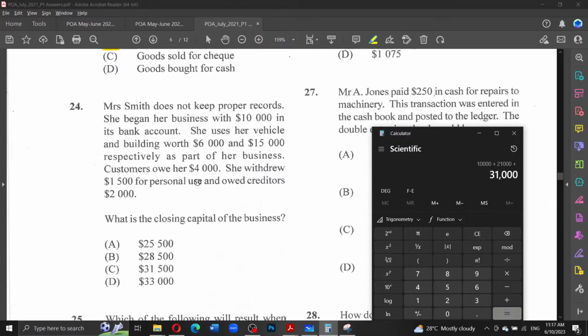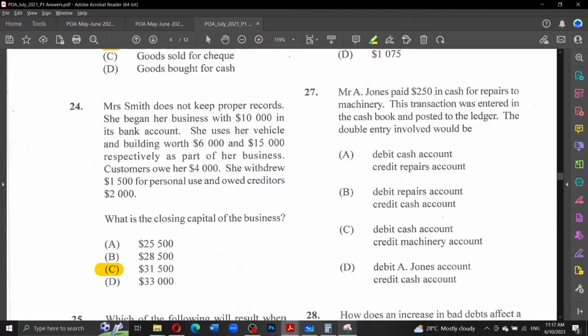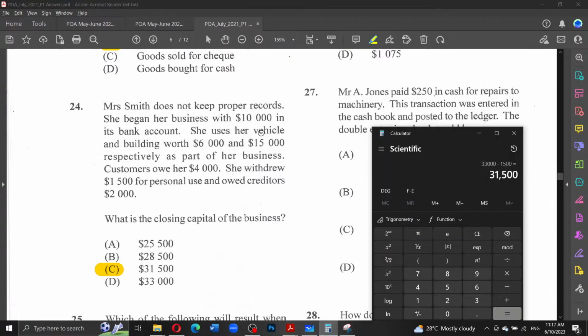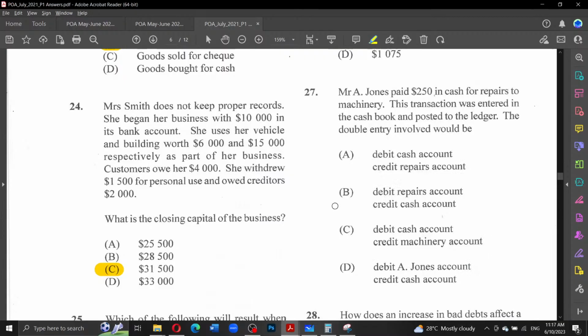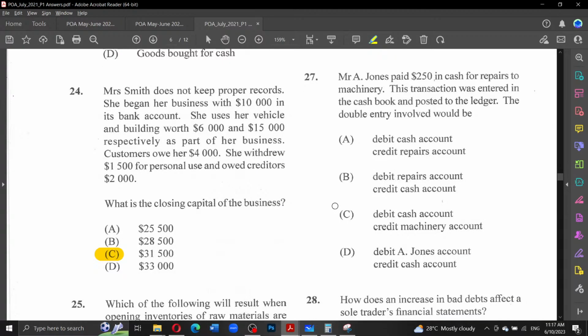And then we have an asset owing, as in the customer owing 4,000. So the total asset value is $35,000. To find the closing capital, we have liabilities. You minus the liability of 2,000, and you also minus the drawing of 1,500, and you have 31,500. Or you can basically use logic and add what is coming in the business and minus what has to go out. That is what I started with initially. Anyway, in this case you can use the accounting equation and you will find the answer.